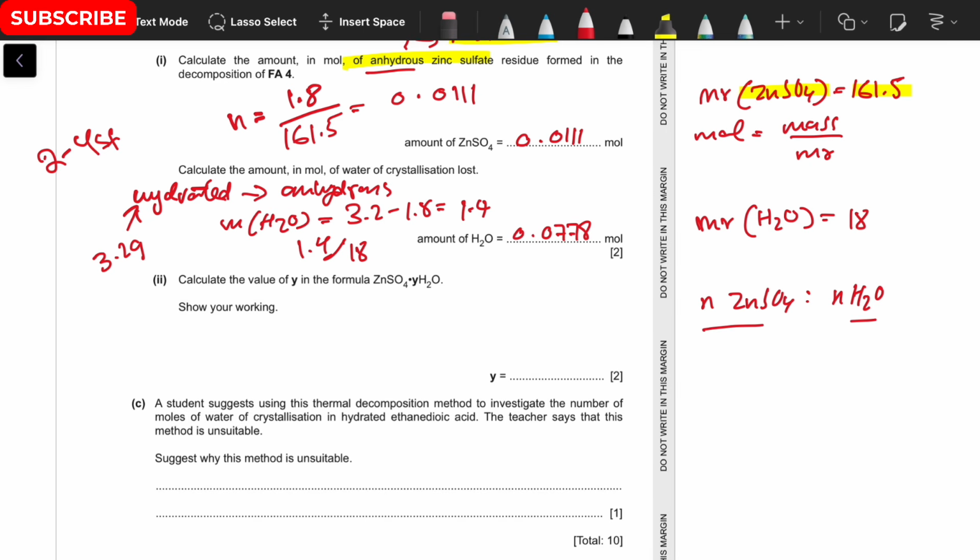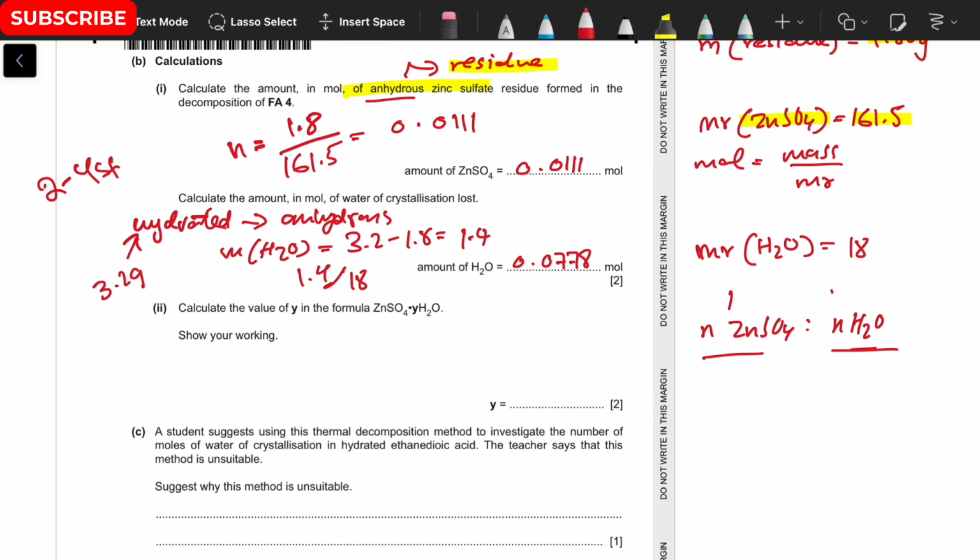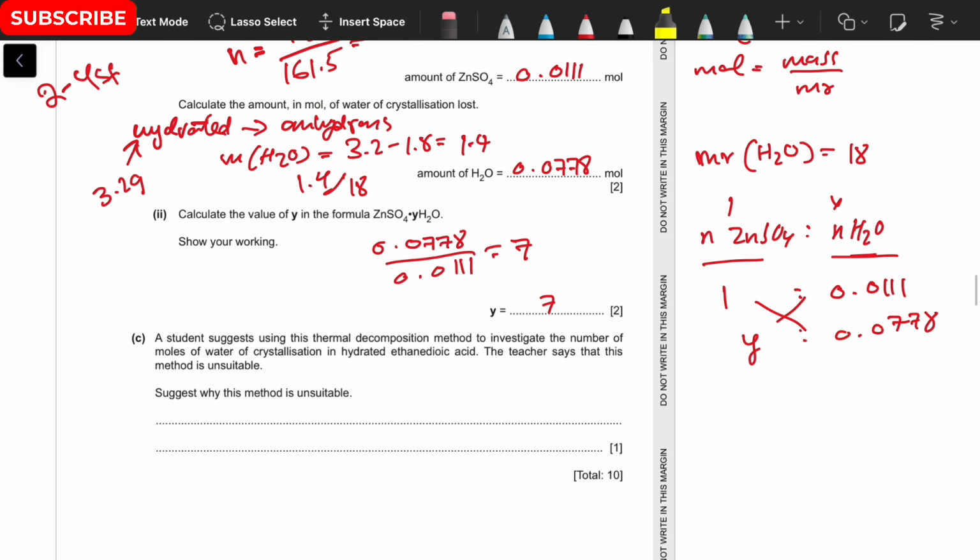It then says calculate the value of Y in the formula. So we have the moles of each. We can calculate them because they're in ratios to each other. We know that there's 1 zinc sulfate for Y H2O. So what we can do is the moles of H2O, 0.0778, divided by the moles of zinc sulfate. Because really, if you look at it, the 1 in the ratio represents 0.011 moles. Y represents 0.0778. And then we cross multiply. We will get a value of 7. So Y equals 7.